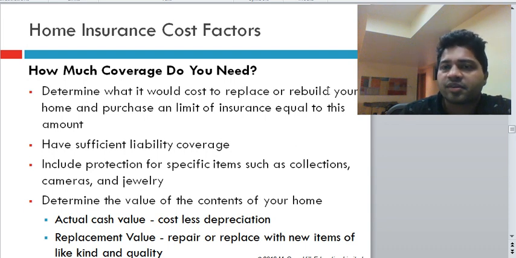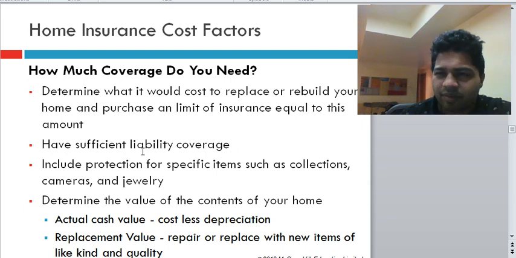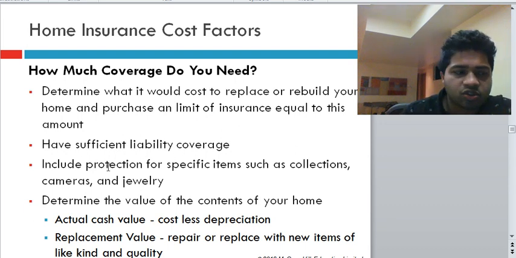How much coverage do you need? Determine what it would cost to replace or rebuild your home and purchase a limit of insurance equal to this amount. Have sufficient liability cover. I would generally say $1 million is basically the bare minimum you should look at in the current day and age for liability cover. Include protections for specific items such as collections, cameras, and jewelry. Determine the value of the contents of your home: actual cash value is cost less depreciation, replacement value is the cost to repair or replace. So you can determine the actual cash value less the deduction, or calculate the replacement value.